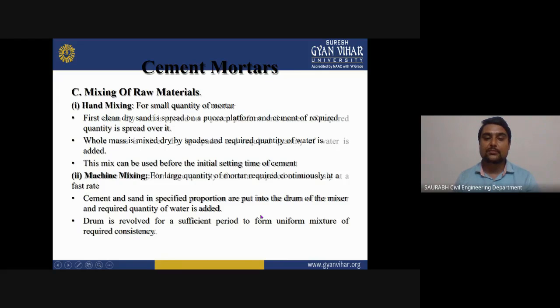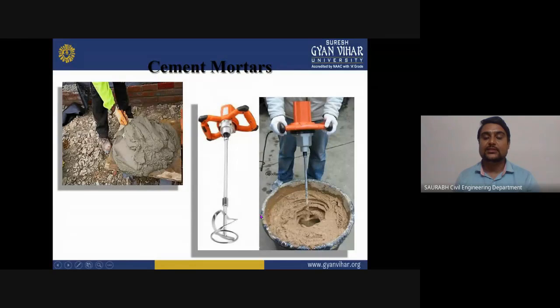Machine mixing is for large quantities of mortar required continuously at a fast rate. Cement and sand in specified proportion are put into the drum of the mixer and the required quantity of water is added. The drum is revolved for a sufficient period to form a uniform mixture of the required consistency. As you can see here, this is the process of preparing cement mortar. One method is hand mixing, and the second method is machine mixing. By this grinding machine, we can easily mix cement with sand and water, and there will also be consistency in this paste.